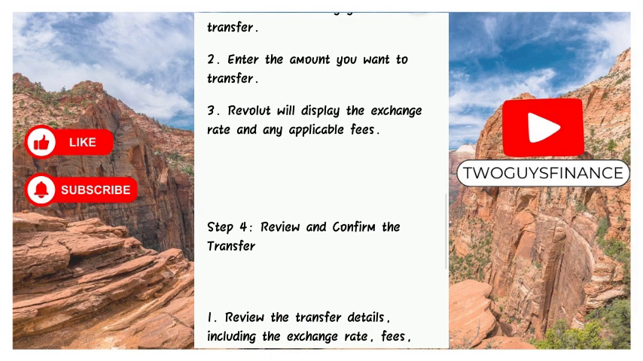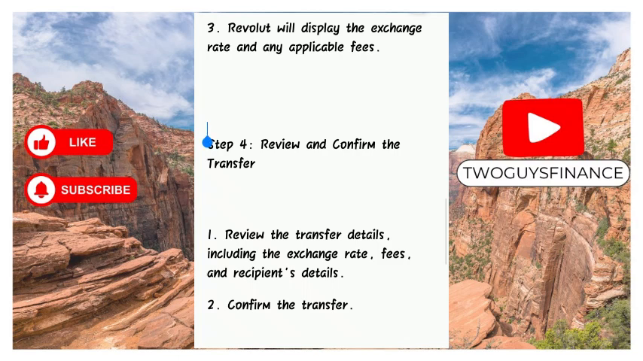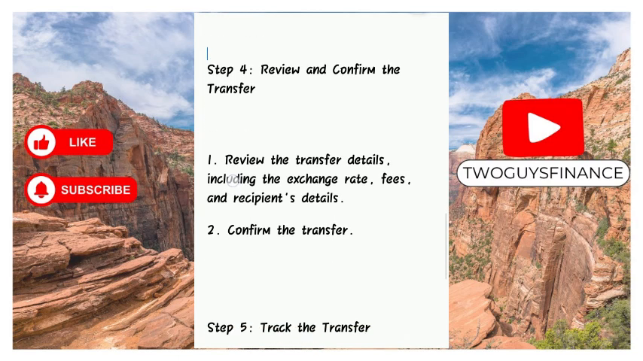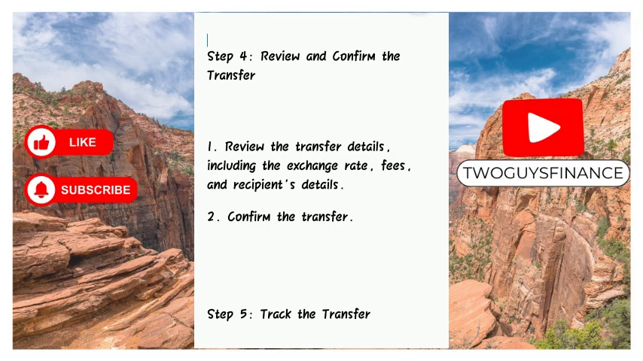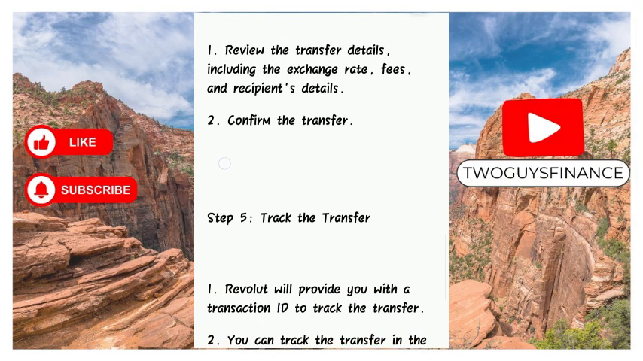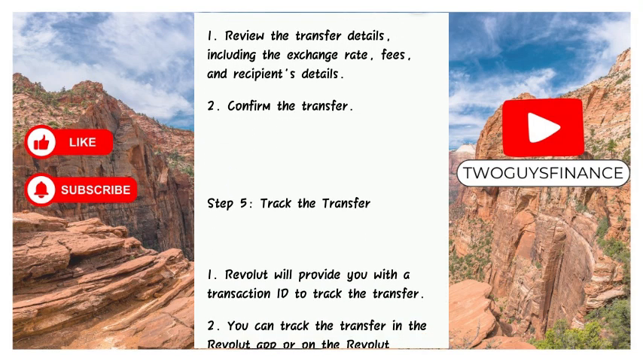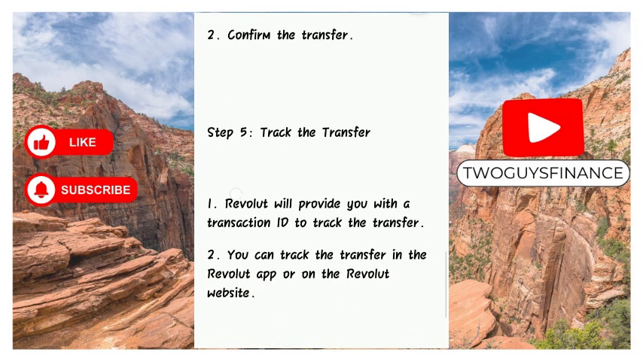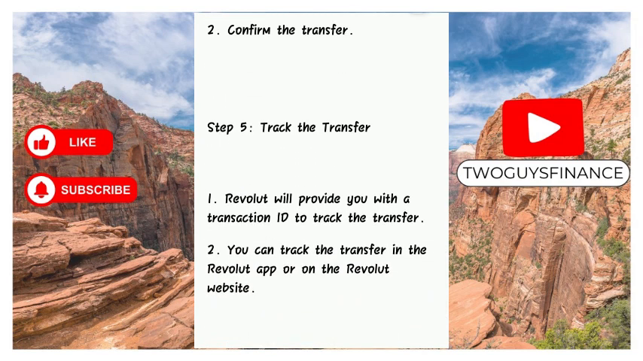So what you want to do is to just review and confirm the transfer. So you got to review the transfer details, and that will include the exchange rates, the fees, and of course the recipient's details. Now all you got to do is just confirm the transfer, and then you can also track the transfer. So Revolut is going to provide you with a transaction ID to track the transfer, and you can just track the transfer in the Revolut app, or you can do that on the Revolut website.